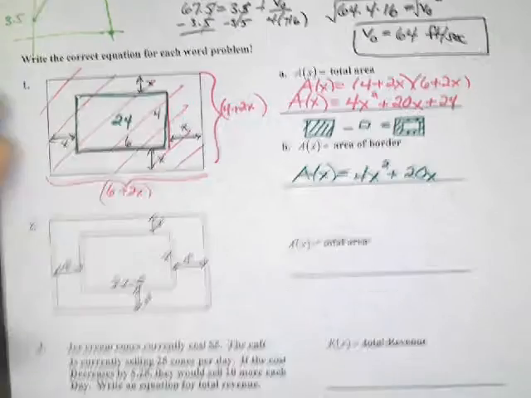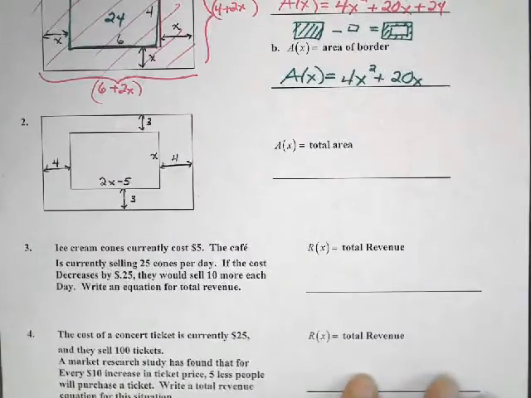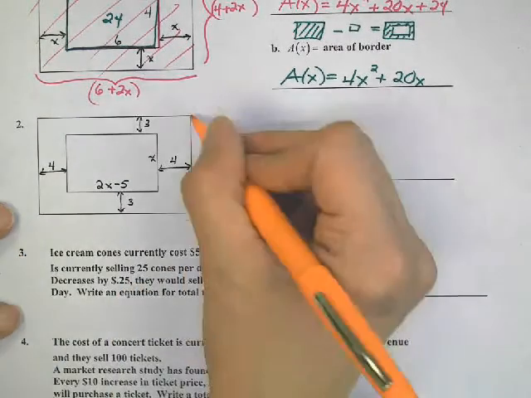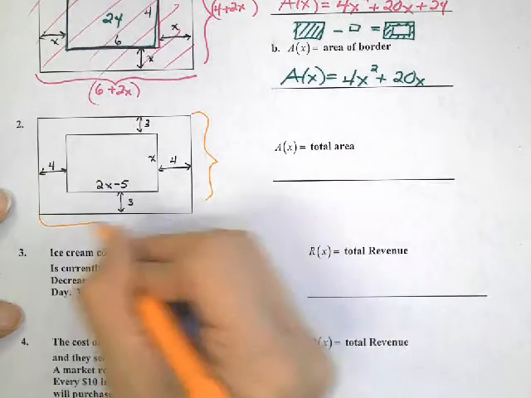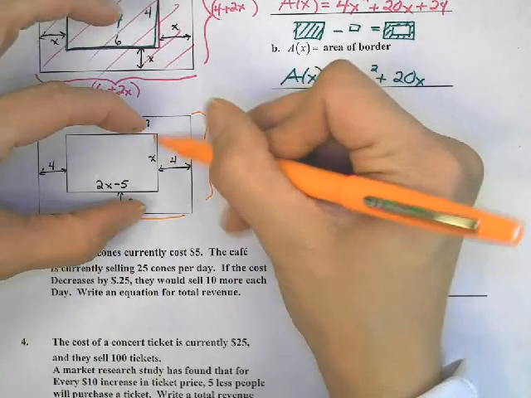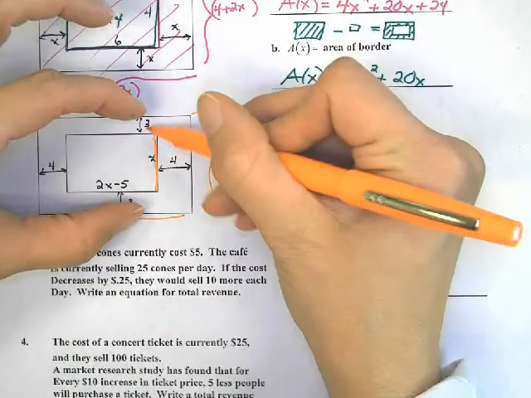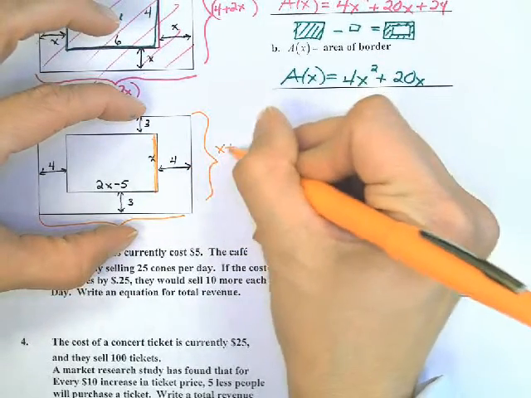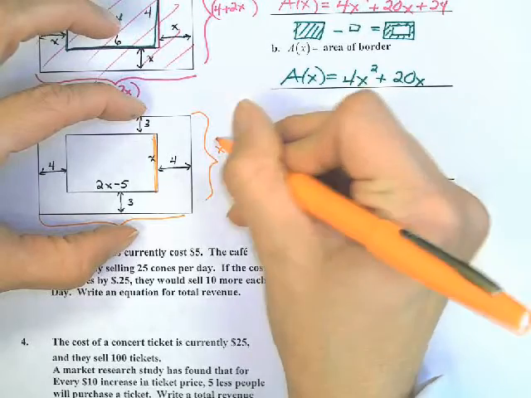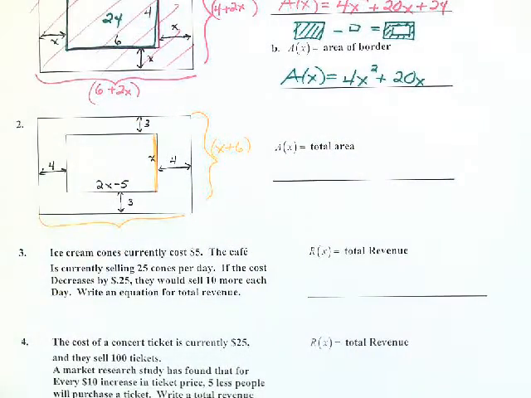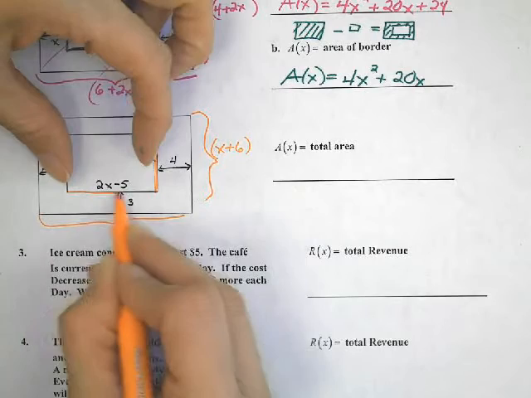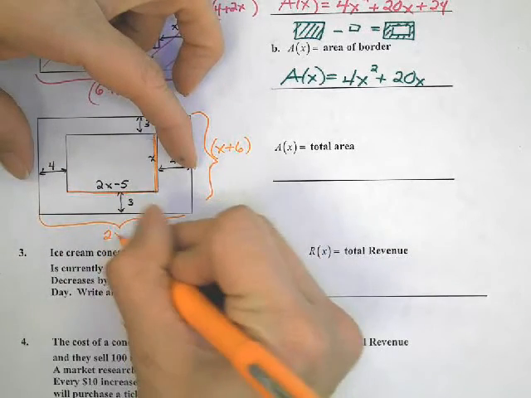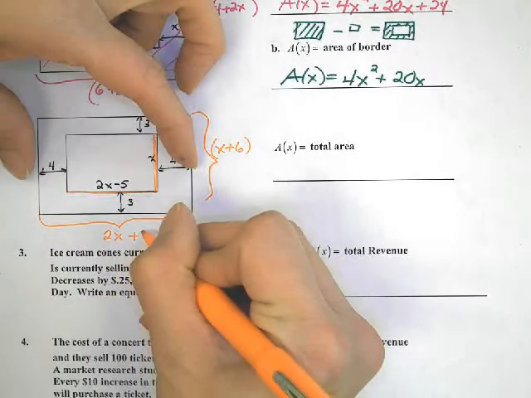Okay, number 2 wants us to look at that diagram and find the total area. Total area. So that means I'm going to have to do the big width times the big length. Alright, it used to be x, but then it got bigger. X plus 6. Make sure you put parentheses around your quantities for when you're multiplying. The length down here used to be 2x minus 5 plus 4 plus 4. That makes 2x plus 3.